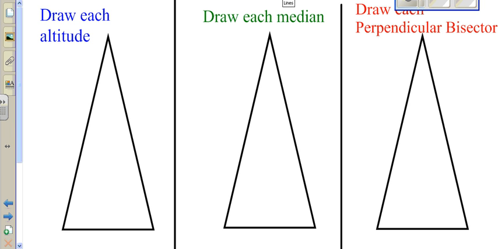In this video, I want to draw altitudes, medians, and perpendicular bisectors. Notice I said draw. I do not need to use a compass. So let's start with our altitudes.